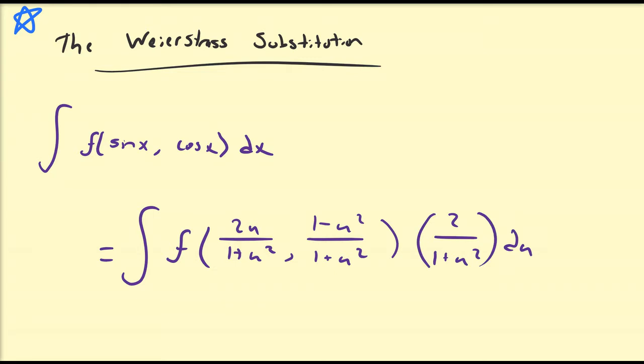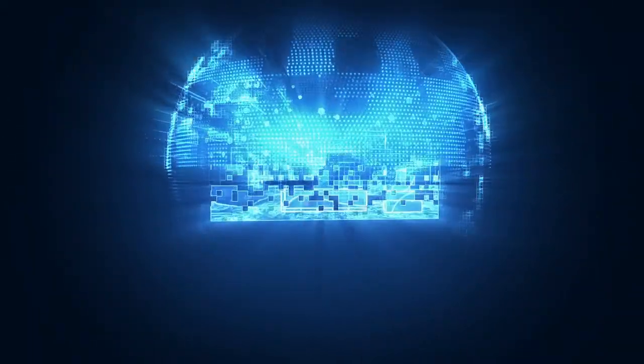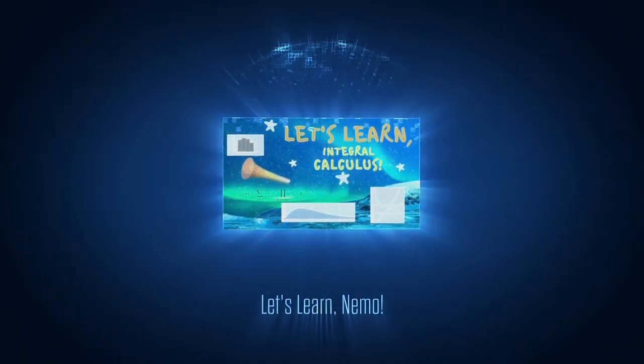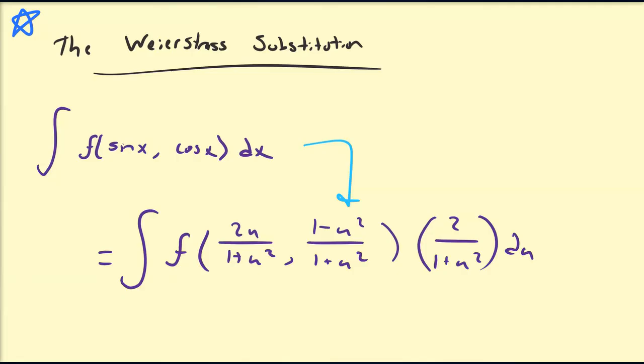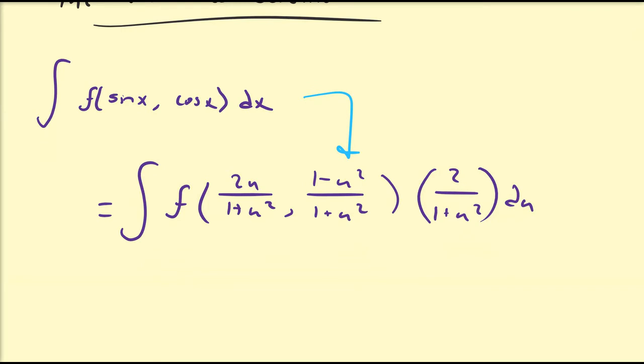Now at first, this substitution may not look so obvious, but we're going to describe simply how this substitution comes about and also work through an example to demonstrate how it works. Alright, so the main idea behind the Weierstrass substitution is almost like a clever form of trigonometric substitution.